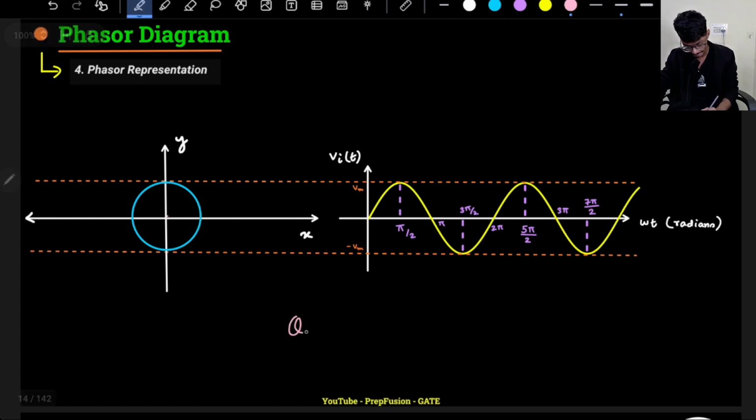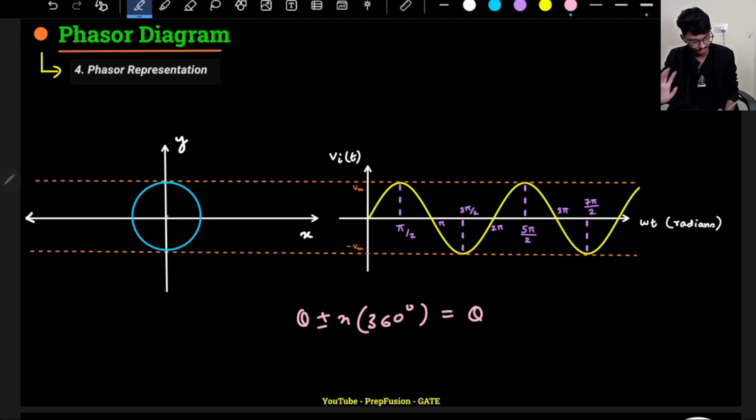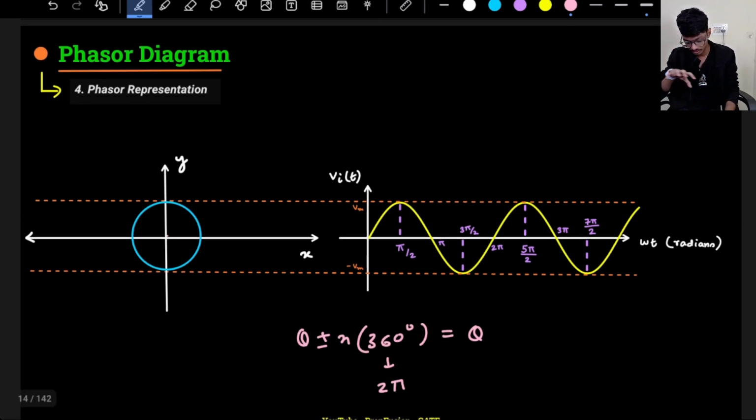So theta plus or minus an integer multiple of 360 is basically the same angle, theta only. It does not change. 360 degrees, or what can you write? In radians it is 2 pi. So that was about the phasor, the rotating vector concept.